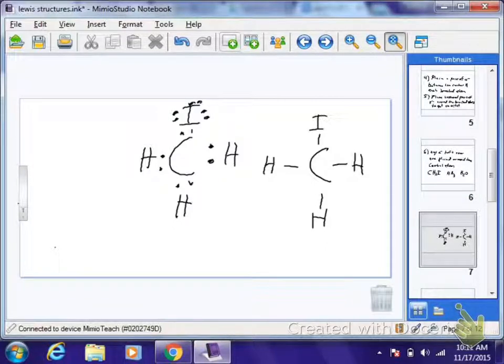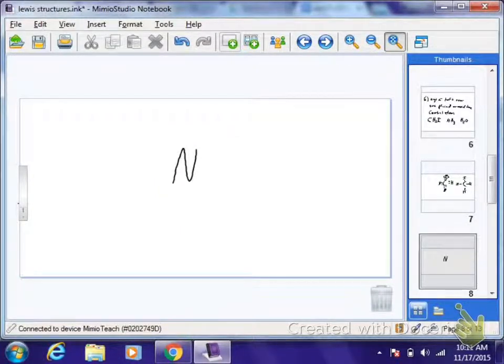So those who were gone yesterday, I'm going through this really quick, but I think it's going to be beneficial when I went through those first 6 steps. And then we're going to build upon that today, and that'll help you out. The next one, NH3, would look like this.